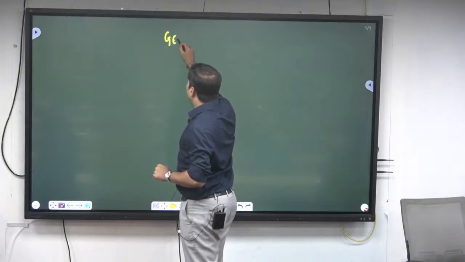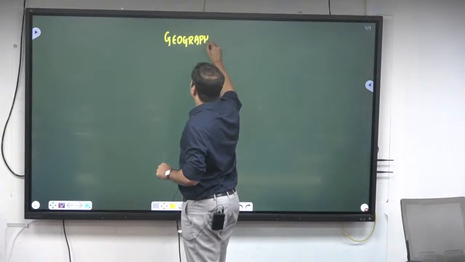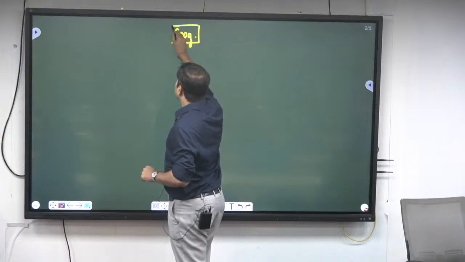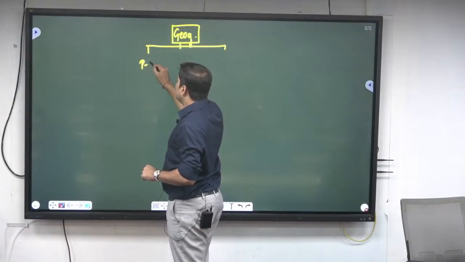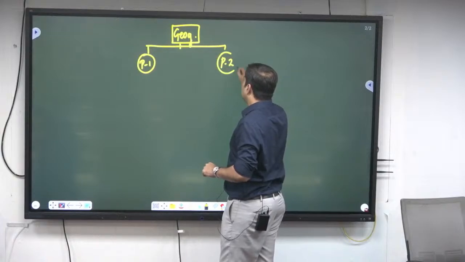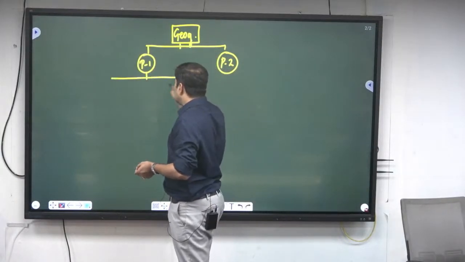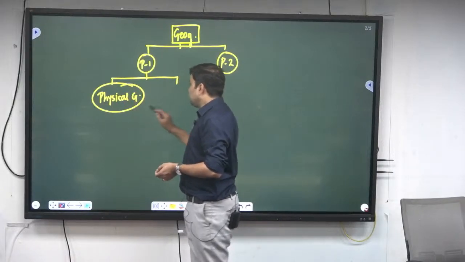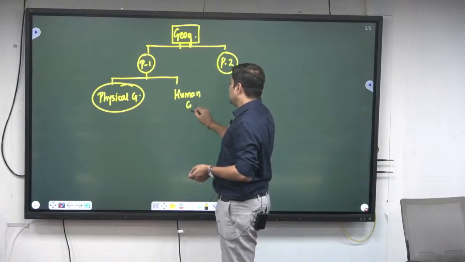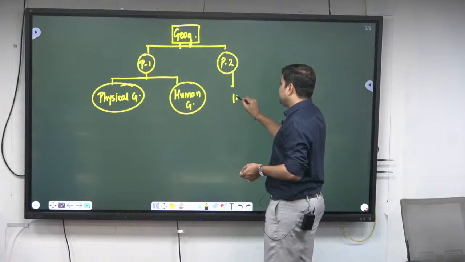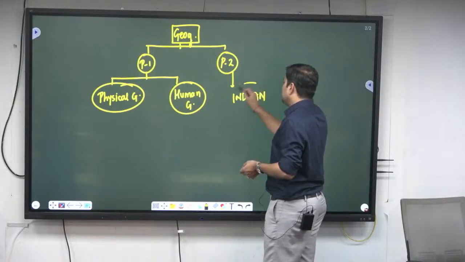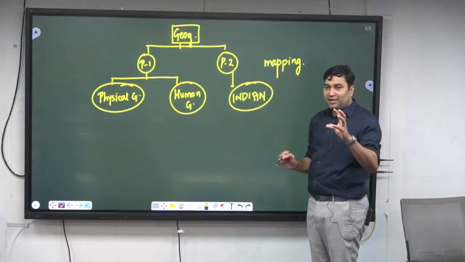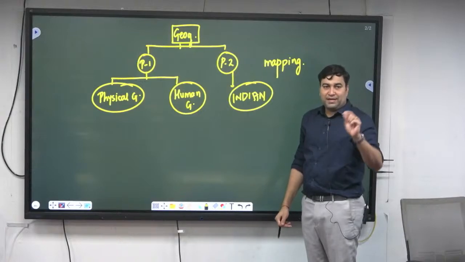Now, in this geography optional, which consists of 2 papers, that is paper 1 and paper 2, correct? Paper 1 consists of 2 topics mainly. Section A, that is your physical geography and human geography. And this is your Indian geography. This paper has essentially a mapping component. There will be 10 map points given, and on India's outline you have to do the mapping. Where is Nagarhole, where is Hampi, and so on.